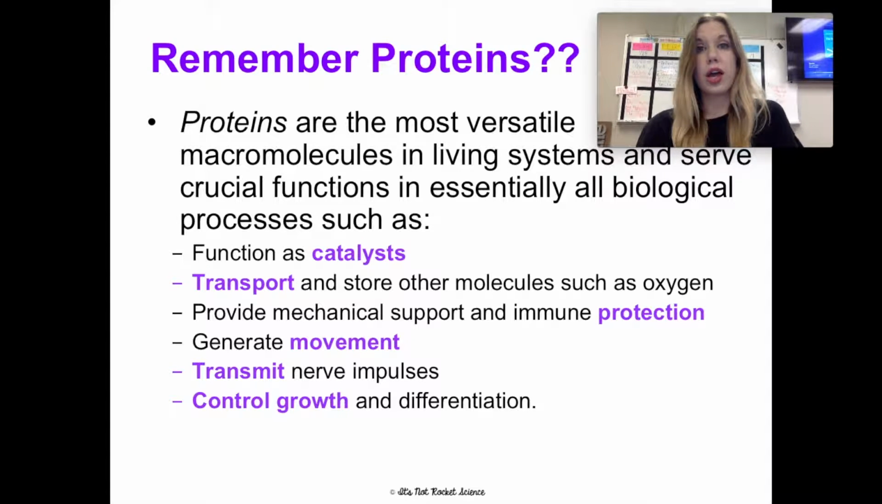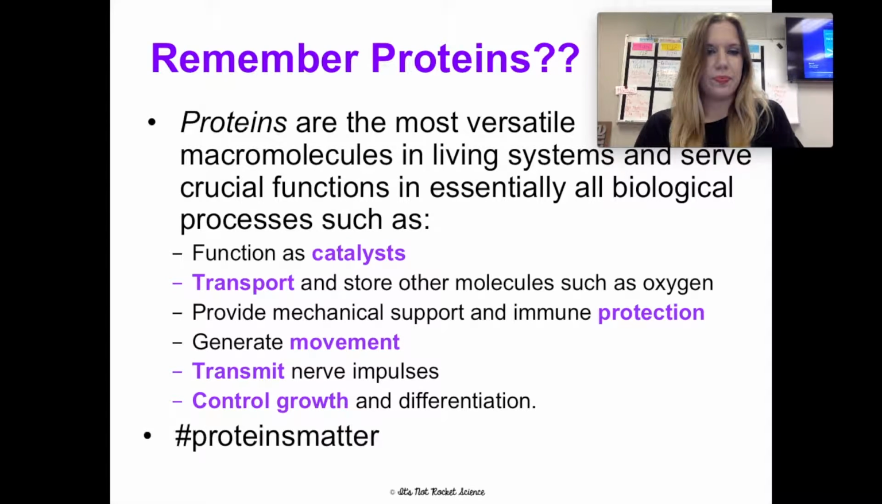And then they also have a role in controlling growth. Some purposes of mitosis are growth and repair. So they control growth, and also cell differentiation. Remember, when cells get their jobs, they become either a cardiac cell or a bone cell, skin cell, yada yada.